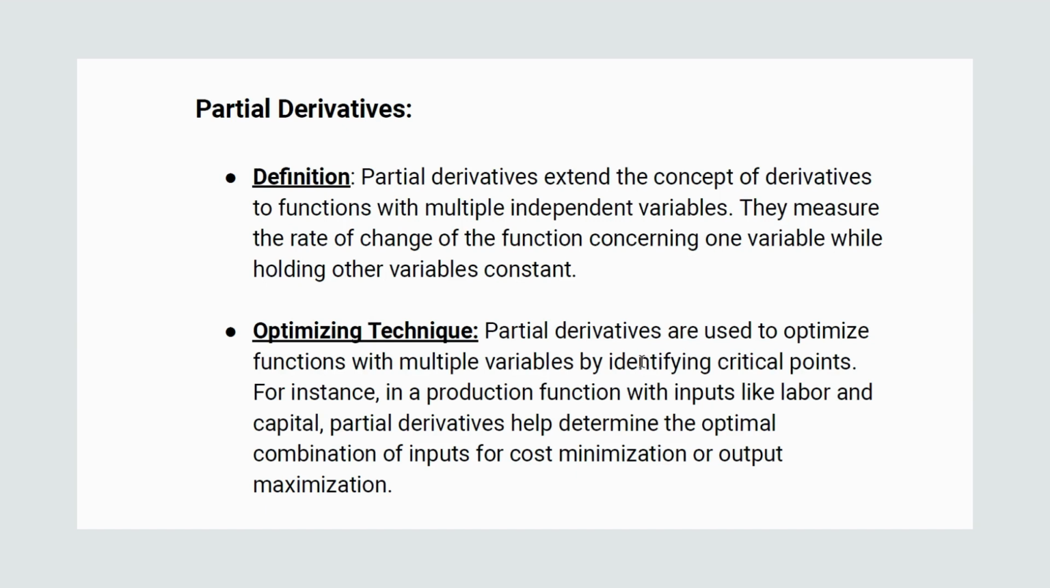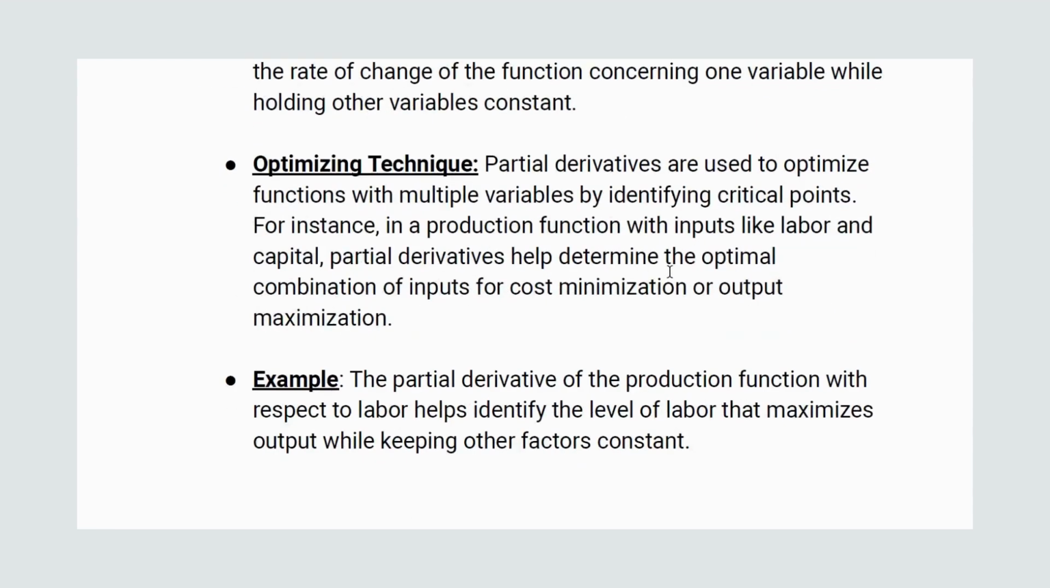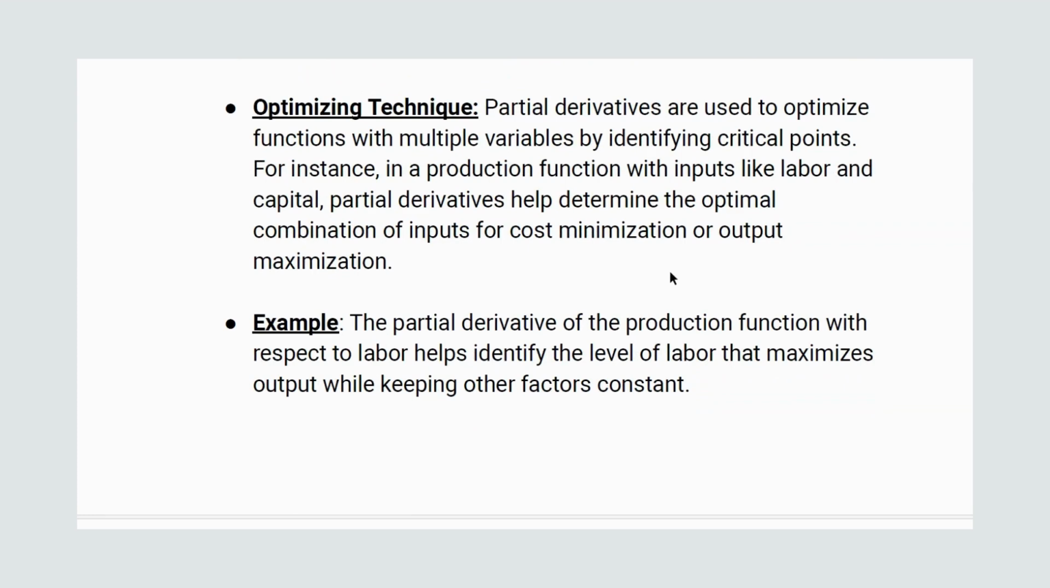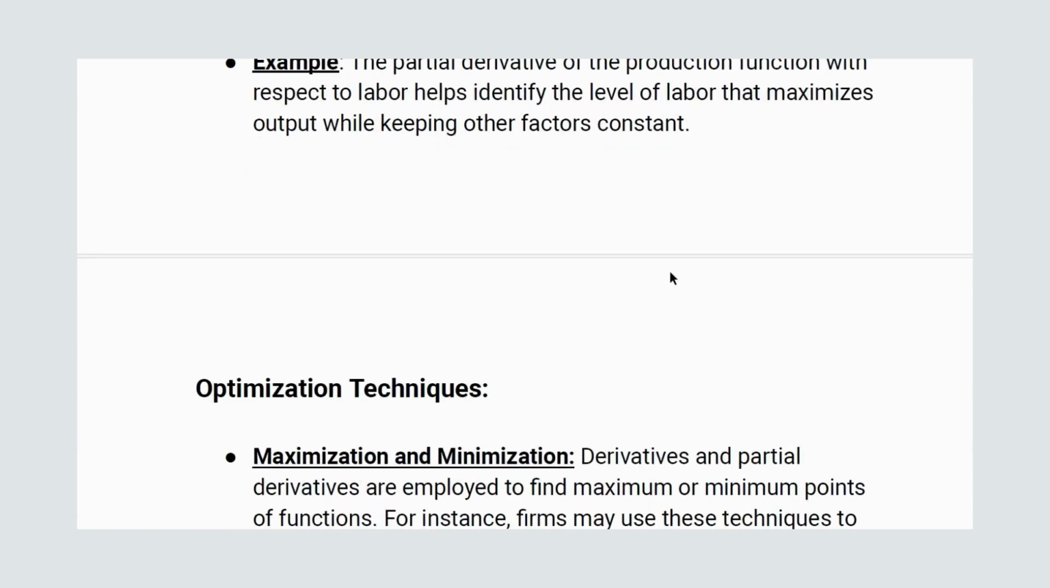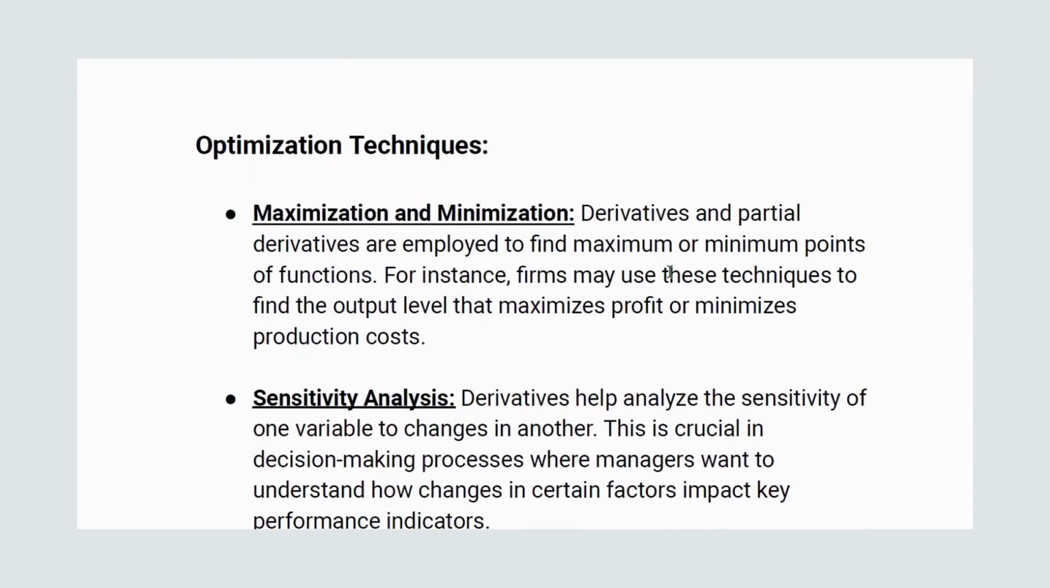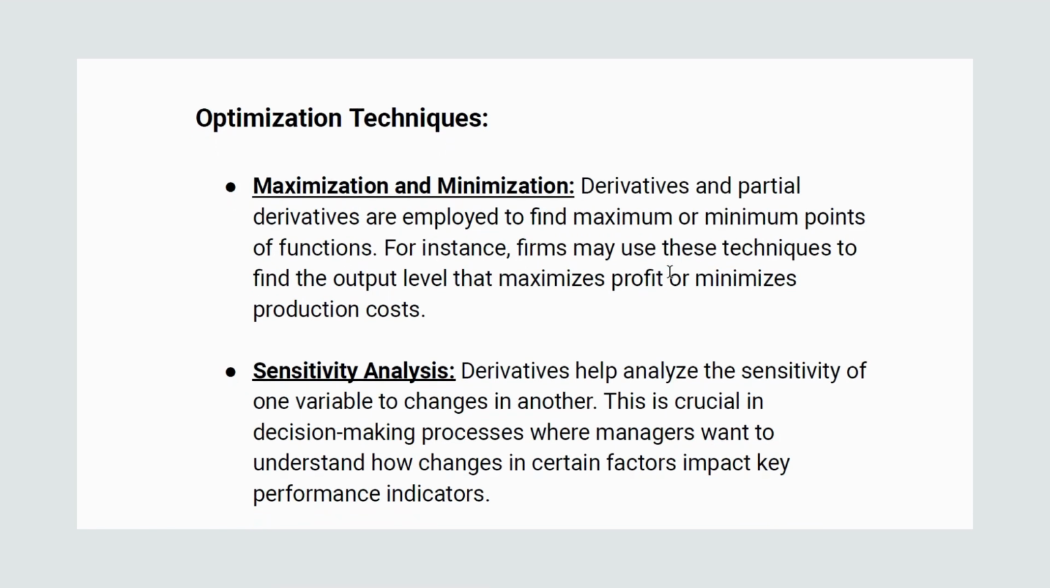Partial derivatives are used to optimize functions with multiple variables, by identifying the critical points. For example, in a production function with inputs like labor and capital, this partial derivative technique helps managers to determine the optimal combination of inputs for cost minimization as well as output maximization. For example, the partial derivative of the production function with respect to labor helps to identify the level of labor that maximizes output while keeping other factors constant. So both these techniques, derivatives and partial derivatives, are useful for managers for optimization.